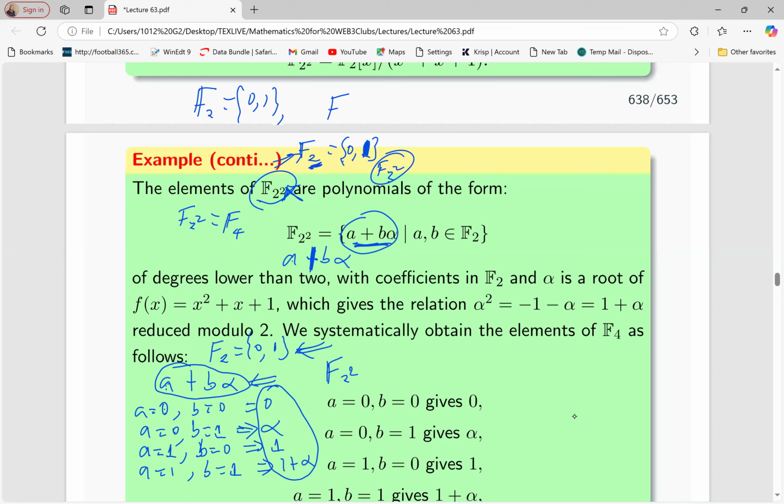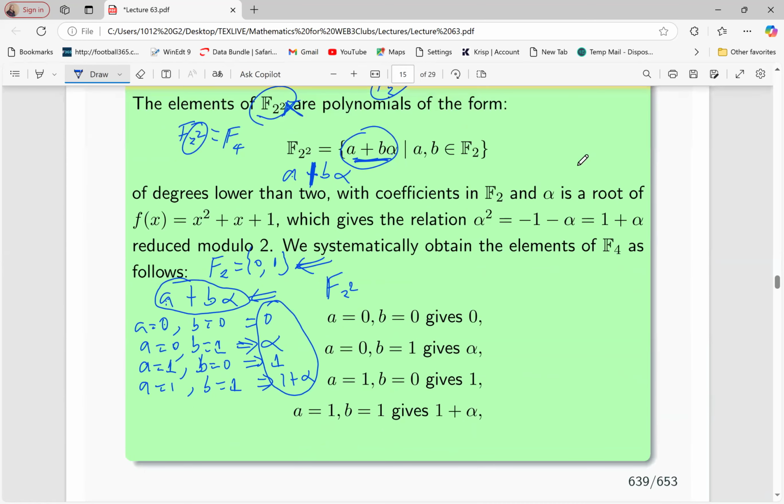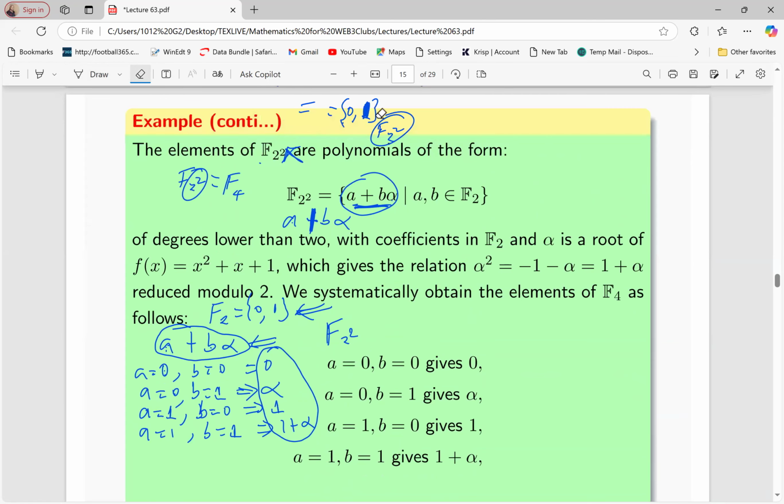But we now have another field that has very many elements. And how many elements are these? There are 4 elements. You can see that this is 4. So the elements there are 0, 1, alpha, and 1 plus alpha. This is our new field, and those are the elements of the new field. That's how you come up with an extension of the field that you are given.